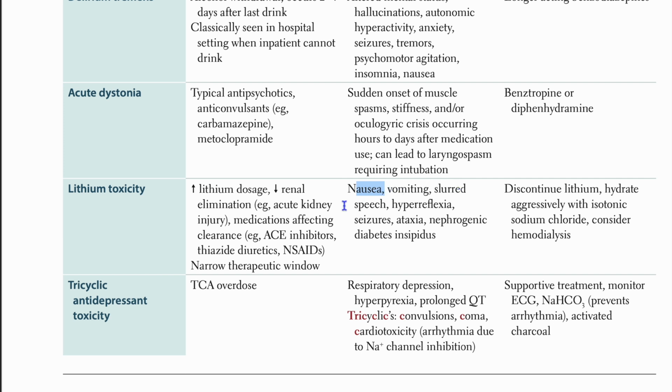You'll see nausea, vomiting, slurred speech, hyperreflexia, seizure, ataxia, and nephrogenic diabetes insipidus. Okay, you'll see all of these things. Treatment is to discontinue lithium, hydrate aggressively with isotonic sodium chloride, and consider hemodialysis to filter out lithium.